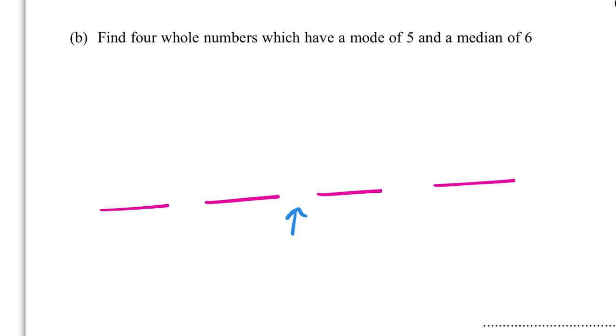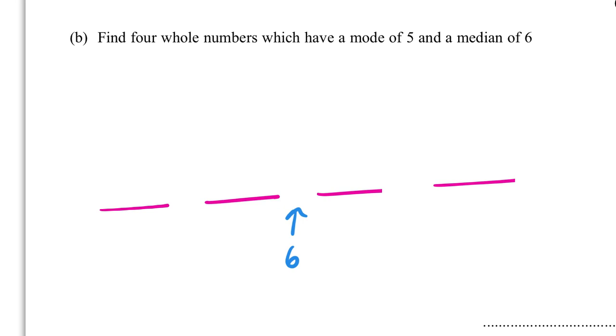For example, how could that be in the middle? 6 has to be here, 5 and 7. What's in the middle of 5 and 7? 6, so my median is 6. Or I could have 4 and 8. What's in the middle of 4 and 8? 6. Okay, there's many I could have.